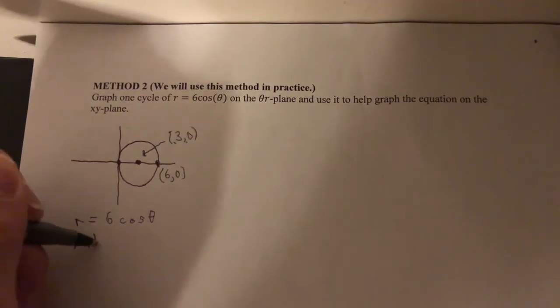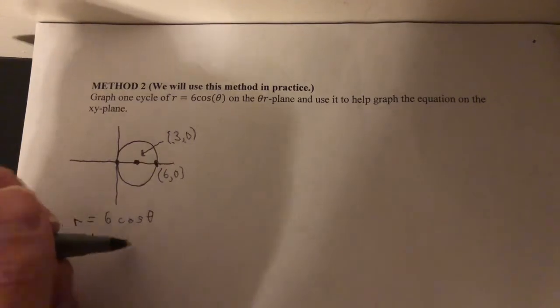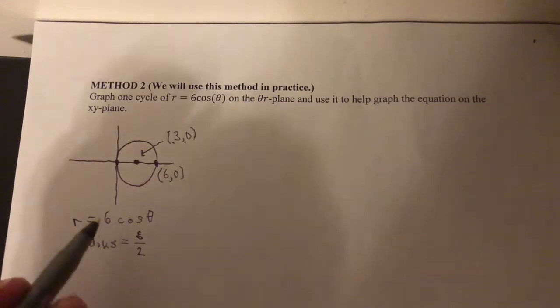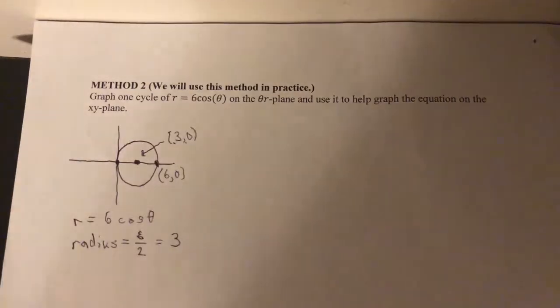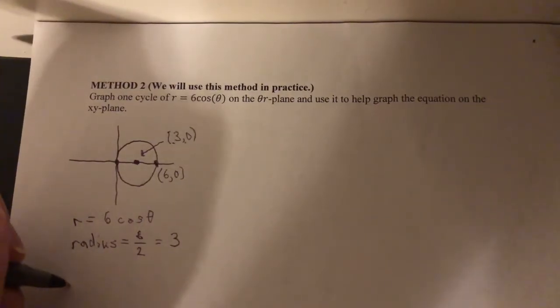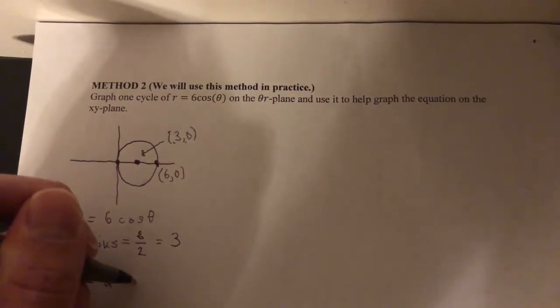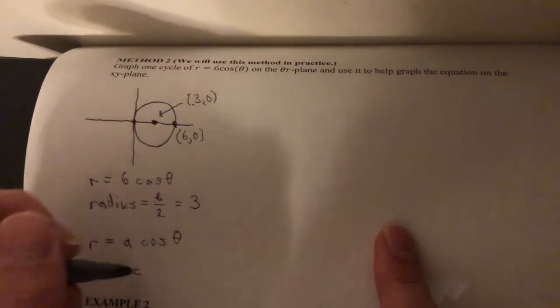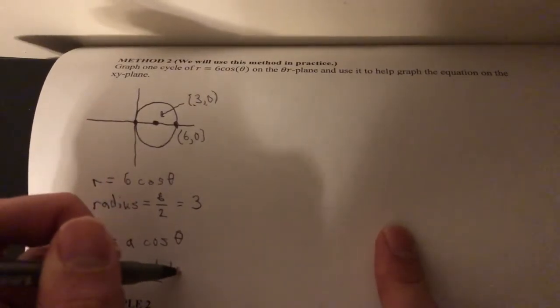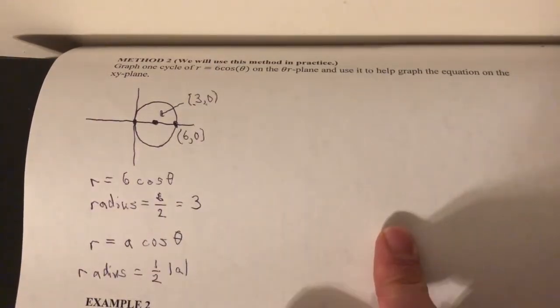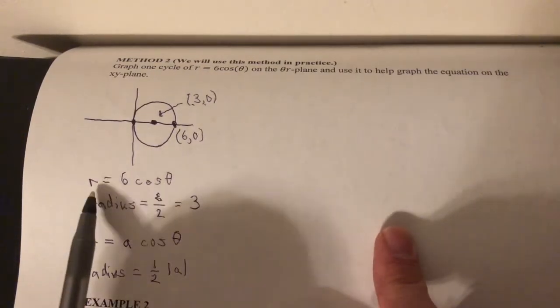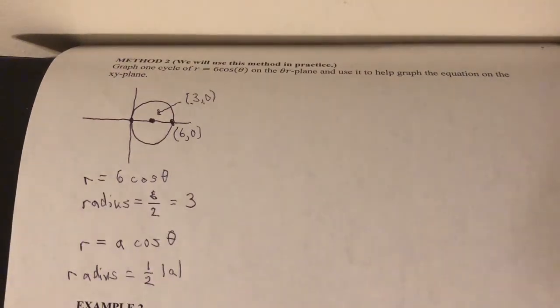So the radius of this circle, notice, is 3, and the relationship between 3 and the equation, notice the number in front of cosine theta is 6. My radius is going to be half of that. So in general, if I'm looking at the equation r equals a cosine of theta, the radius of that circle is going to be 1/2 the absolute value of a. So I kind of beg the question there, well, why am I saying absolute value? Well, I could potentially have an equation where I'm looking at r equals -6 cosine of theta. So how would that change the circle?